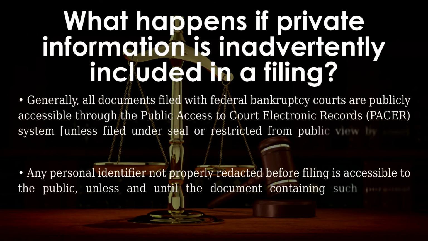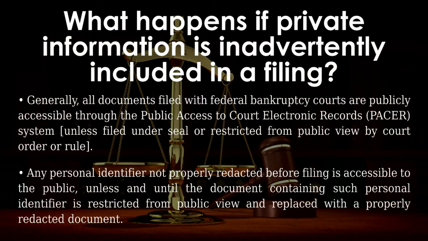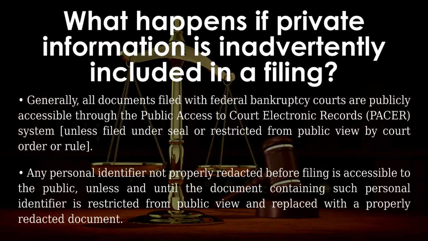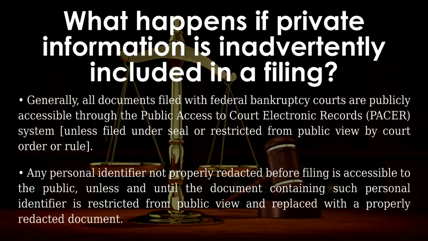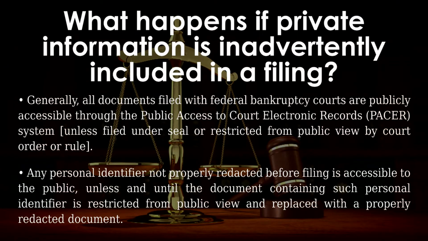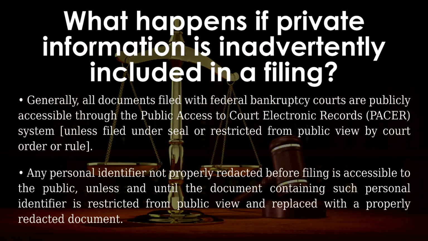What happens if private information is inadvertently included in a filing? Generally, all documents filed with federal bankruptcy courts are publicly accessible through the Public Access to Court Electronic Records system, unless filed under seal or restricted from public view by court order or rule. Any personal identifier not properly redacted before filing is accessible to the public unless and until the document containing such personal identifier is restricted from public view and replaced with a properly redacted document.